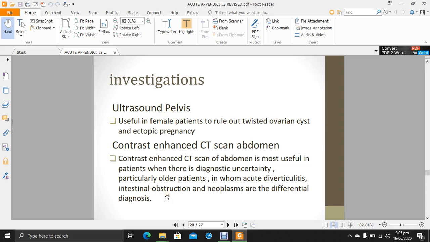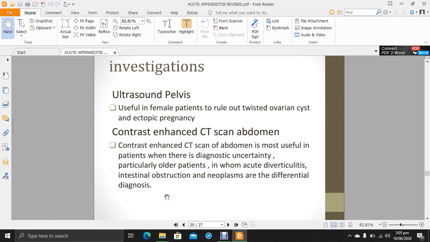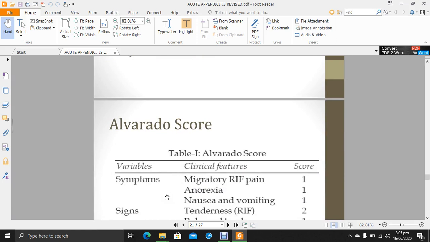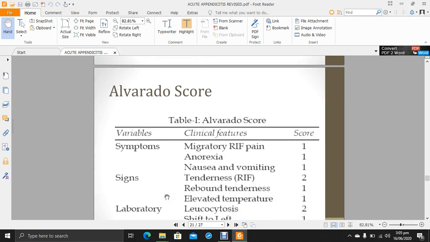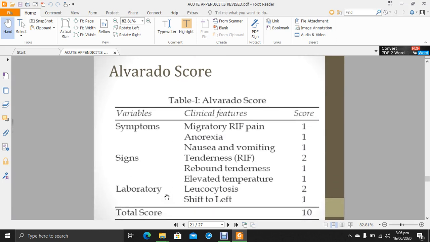In old age patients, you should be quite careful before going to operate upon a patient. Thorough examination, experience, and CT scan with IV and oral contrast will be quite significant, and even colonoscopy as well. So this is a score that's called the Alvarado score. It gives a clear concept to make a decision about the surgery.